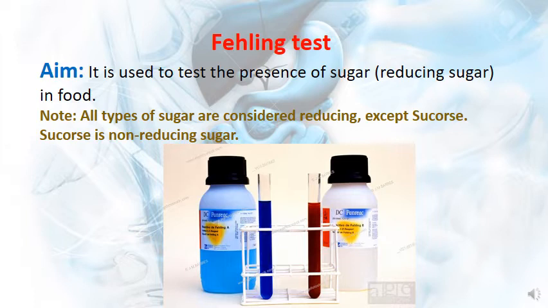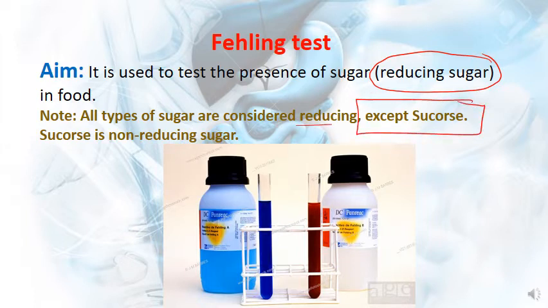What is the aim of the Fehling test? The Fehling test is used to detect the presence of sugar, mainly reducing sugar, in food. You have to know that all the types of sugar are considered reducing except sucrose. So all of them are called reducing sugars except for sucrose, which is a non-reducing sugar.